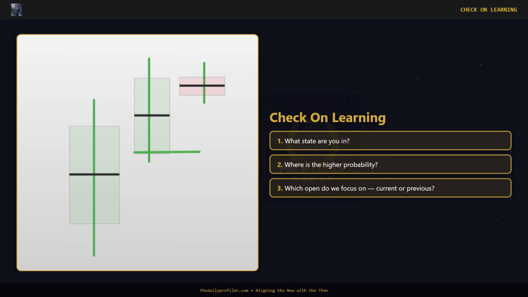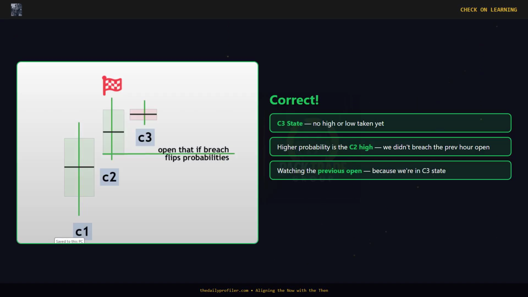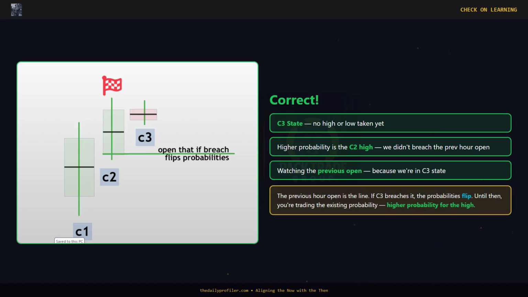If you said C3 state, watching the previous open, and the higher probability is the C2 high because we didn't breach the previous hour open, you would be correct. We're in C3 state because no high or low has been taken yet. The previous hour open is still our anchor. And since we didn't breach it, we keep trading the existing probability, which is the higher probability for the high. Remember, the previous hour open is the line. If C3 breaches it, the probabilities flip. Until then, you're trading the existing probability.